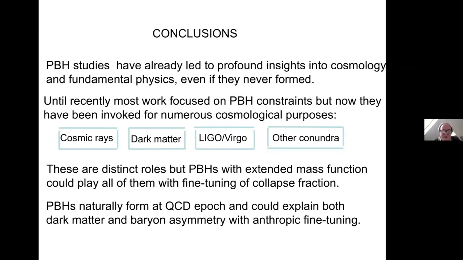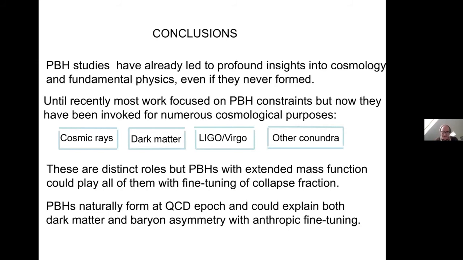PBH studies have led to profound insights into fundamental physics. Most work recently has been focusing on constraints, but now at last we have possibly positive evidence coming from cosmic rays, dark matter, LIGO, Virgo, and the other conundra I talked about. Obviously, these are distinct roles, and primordial black holes are important if they explain any of them, but if you have an extended mass function, you could, in principle, explain all of these things. And that was the sort of message we got from Sasha Dolgov's talk, that PBHs can explain everything. And obviously, I'm pushing that view now.